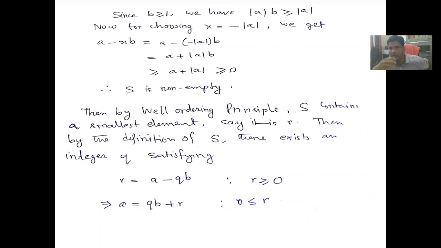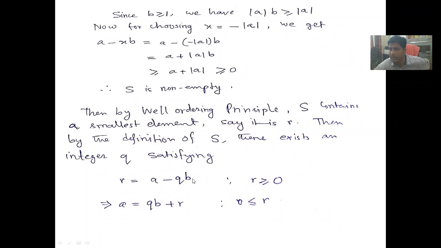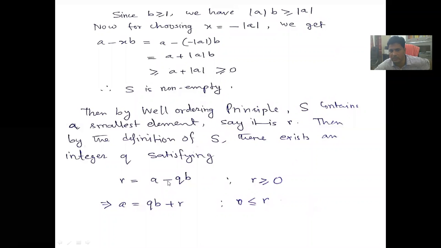So here we will apply the well-ordering principle. S contains the smallest element, say it is R. Then by the definition of S, there exists an integer Q satisfying R equal to A minus QB. So A minus XB, we choose X as our Q. So our integer is A minus QB, and we say it is R, the smallest one, equal to A minus QB, because A minus XB is a member of S.